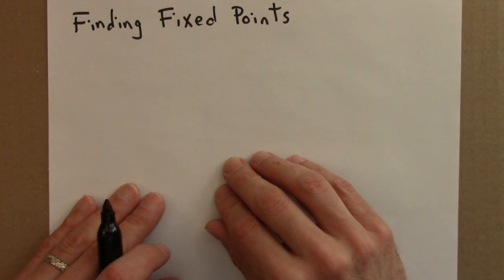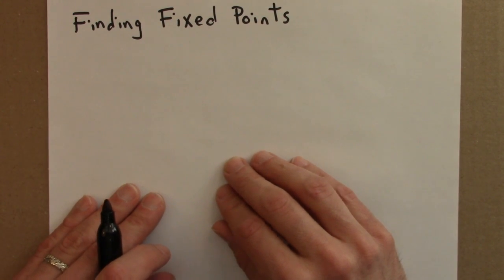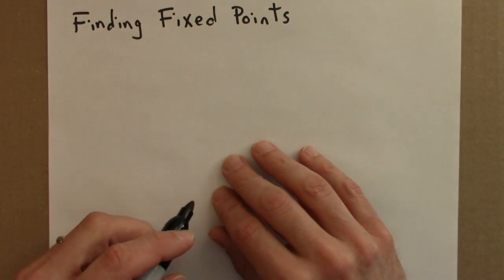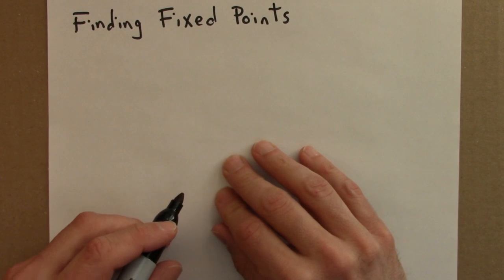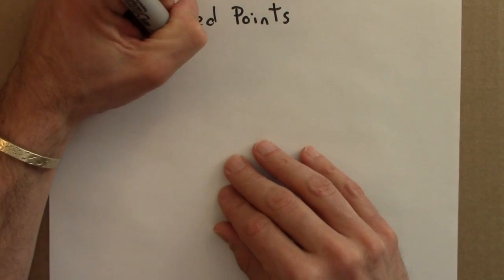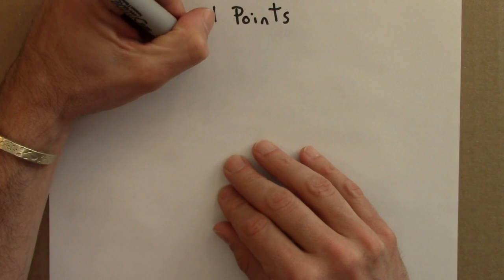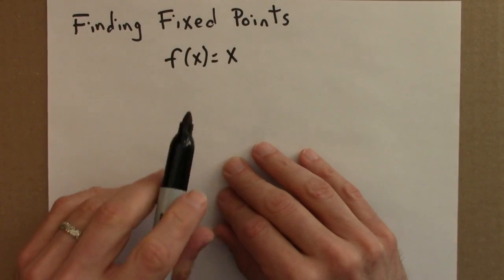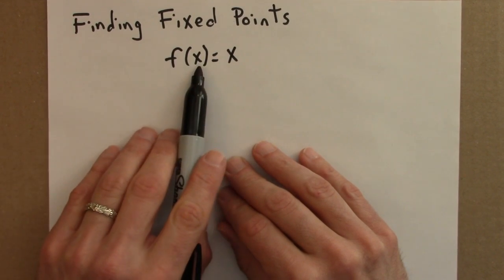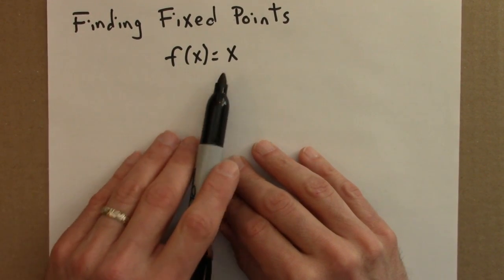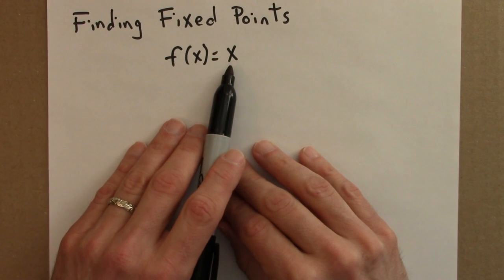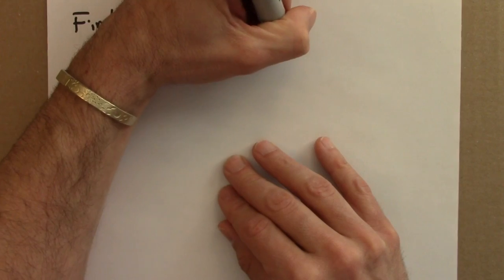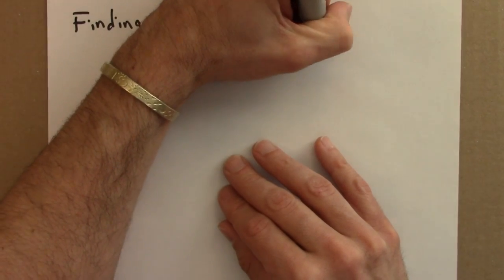In this optional video, I'll say a little bit about finding fixed points using algebra. A fixed point, remember, is just a point that doesn't change when the function acts on it. In other words, a fixed point is a number x that when the function acts on it returns x. So x is not changed, it's fixed. This is called the fixed point equation.